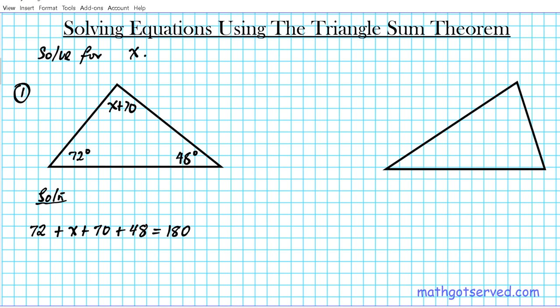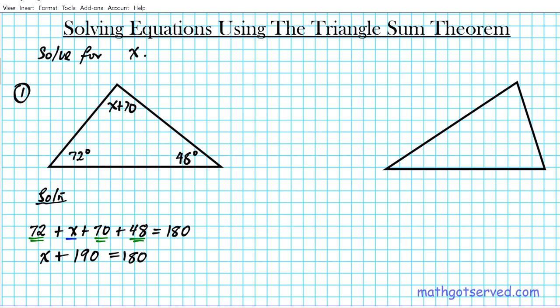Let's start off by combining like terms on the left side of the equation. We have only one variable, x, so bring that down, plus, and then if you notice we have 3 constants on the left side, 72, 70, and 48. If we add those 3 together, that's going to give us 190, and that is equal to 180.